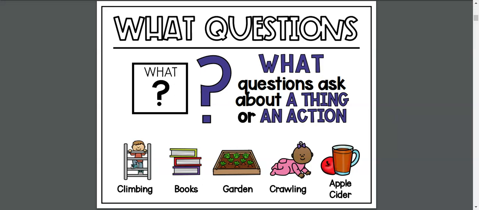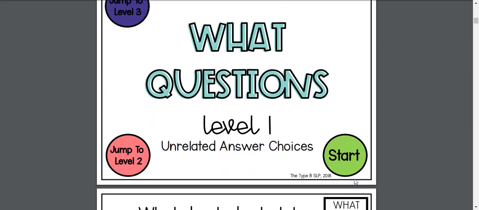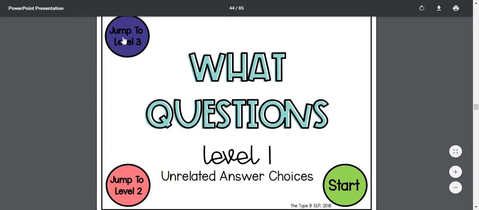Okay, today we're going to talk about what questions. What questions ask about a thing or an action? Some of the choices for answers might be climbing, like what is he doing? He is climbing. Or books, what do we read? The answer is books. Maybe it's garden or crawling or apple cider. Let's go work on some what questions.